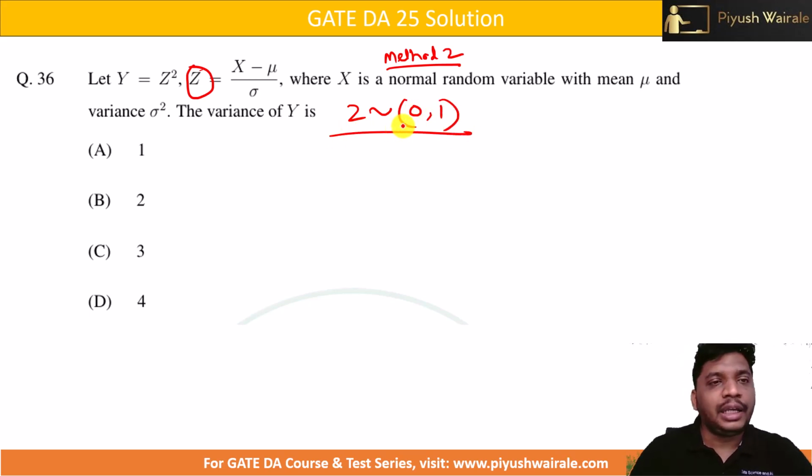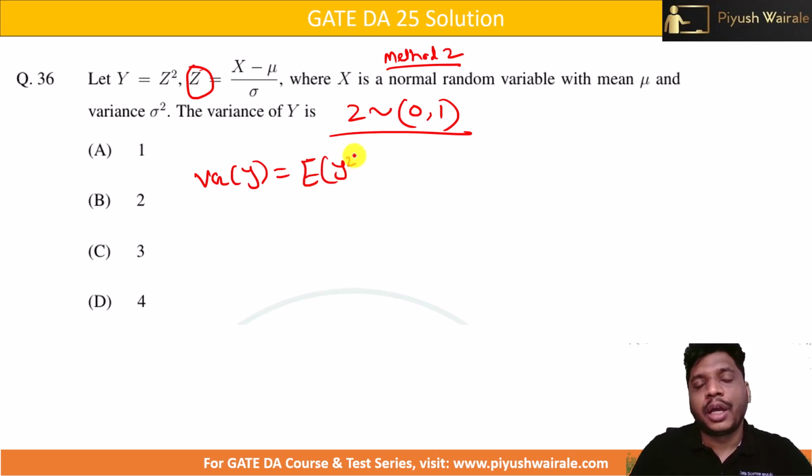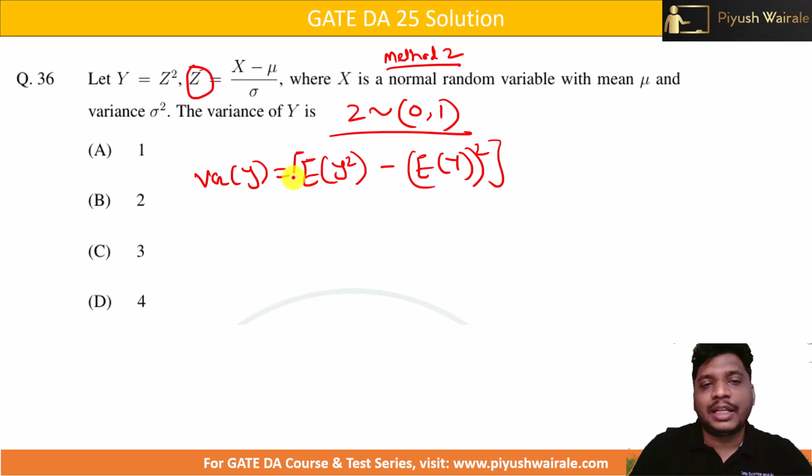That's it, right? So what is the variance of y here? How can we calculate it? The variance of y is equal to the expectation of y square minus the expectation of y, whole square. That is the variance of y. This is how we find the variance of y, right? Now how do we find the expectation of y here?